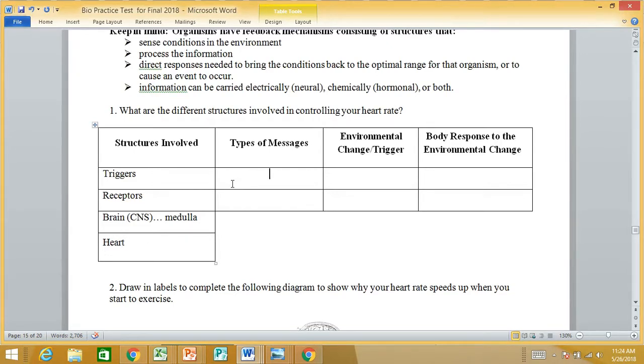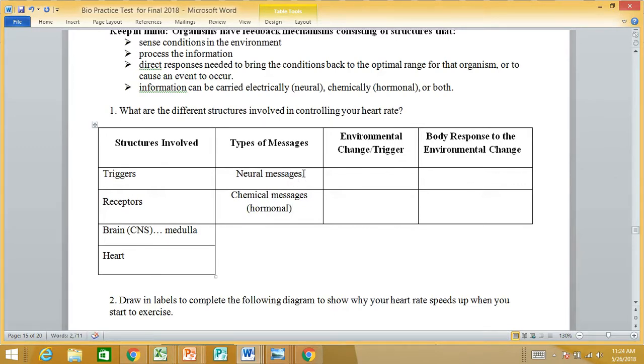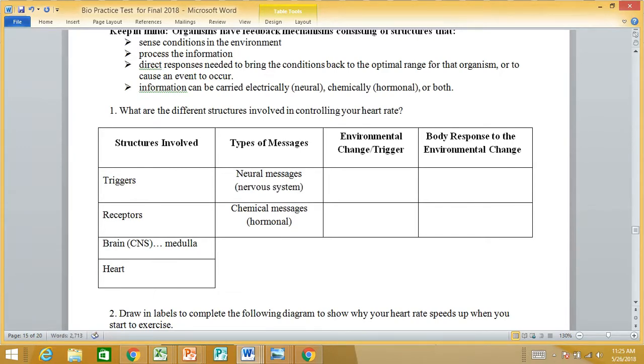Types of messages. You could have neural messages. You can also have chemical messages. Those are hormonal. And this is the nervous system, or electrical.